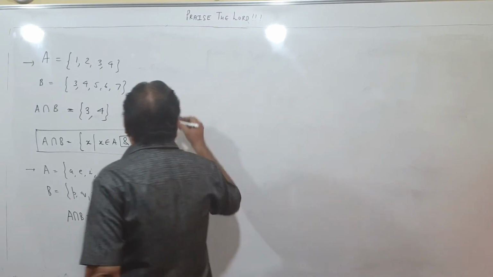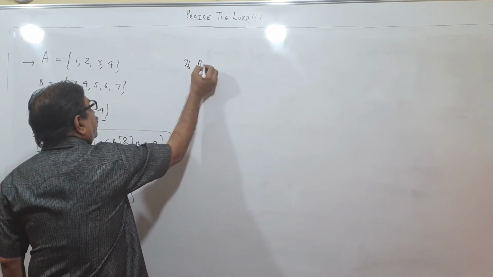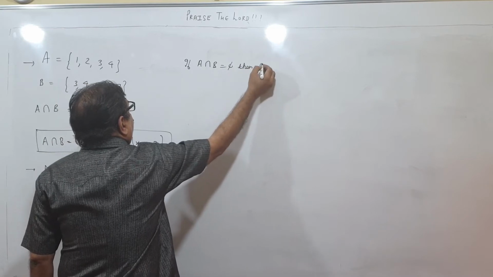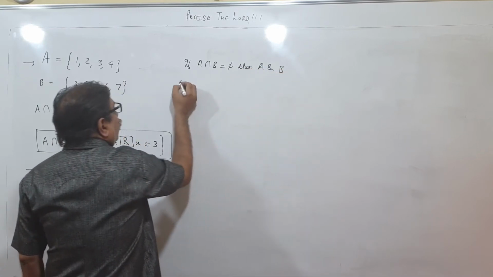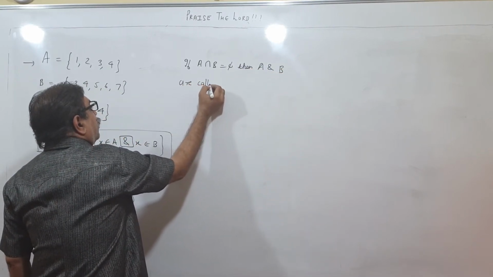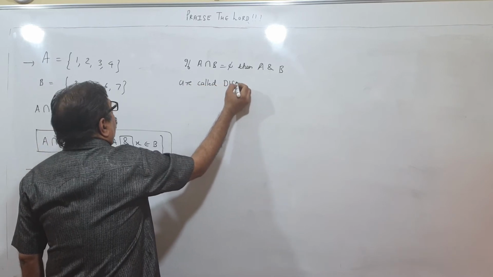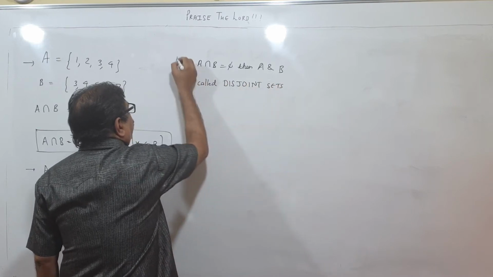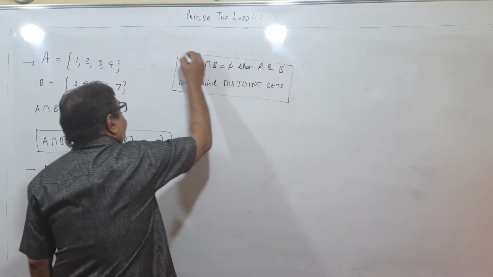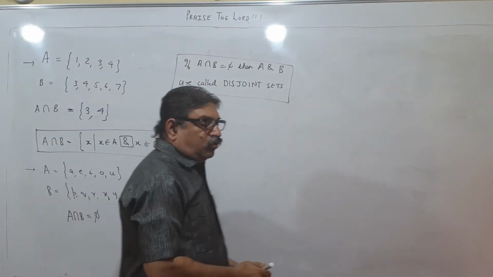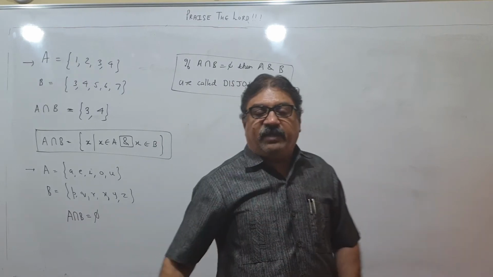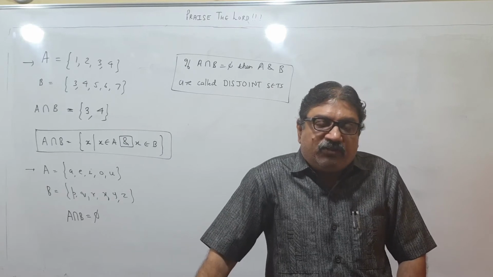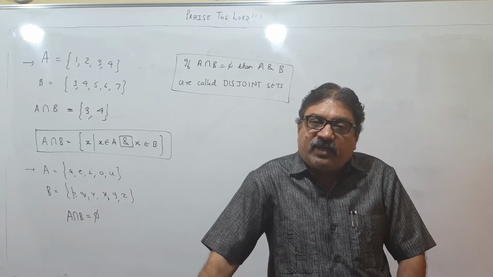And if two sets have no common elements, children, if A intersection B is the null set, then A and B are called by a special name: disjoint sets. Please understand this definition. What are disjoint sets? If 1, 2, 3, 4, 5 sets are given to me, and their intersection is the null set, then they are called mutually disjoint sets because their intersection is a null set.